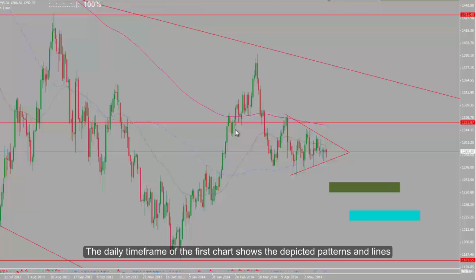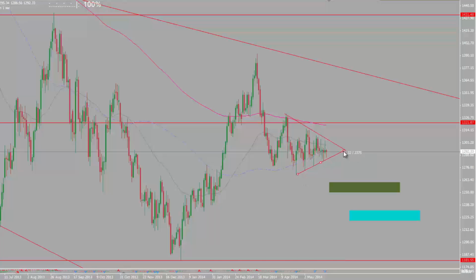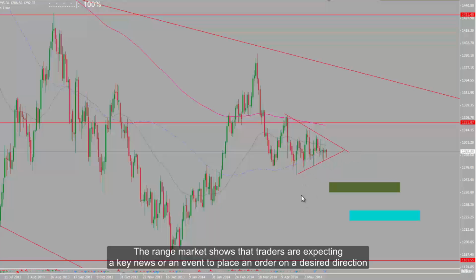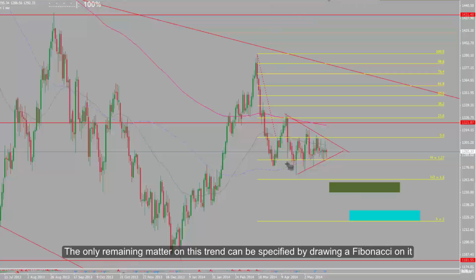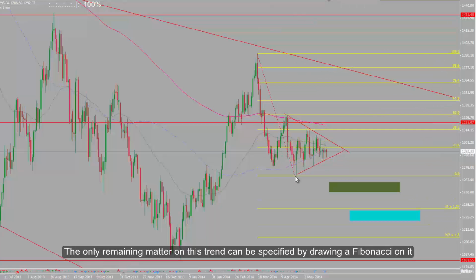The daily time frame of the first chart shows the depicted patterns and lines. All patterns and lines of the latest wave are available. A triangle pattern is more obvious on this time frame. The range market shows that traders are expecting a key news item or an event to place an order in a desired direction. The only remaining matter on this trend can be specified by drawing a Fibonacci on it.